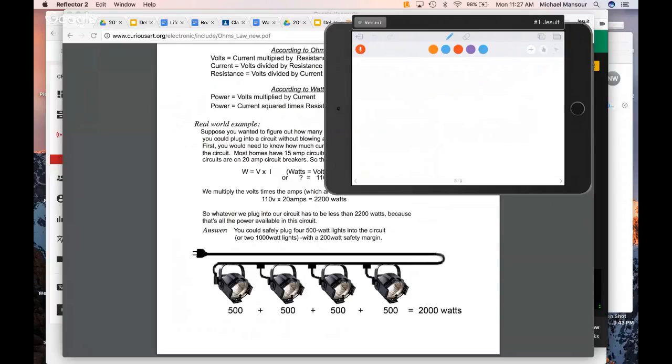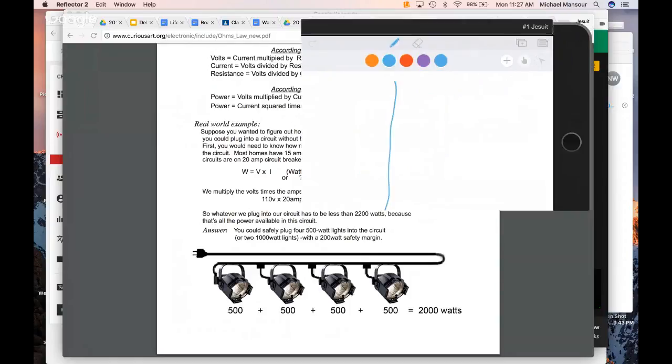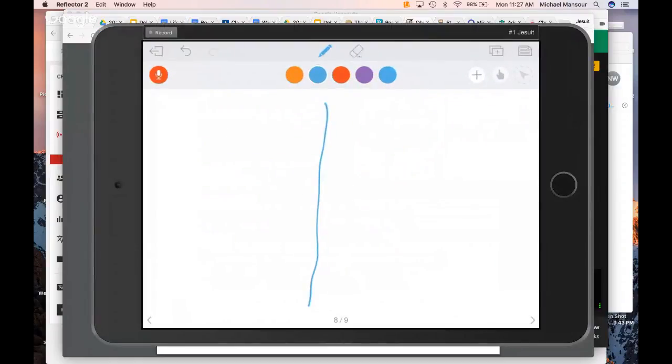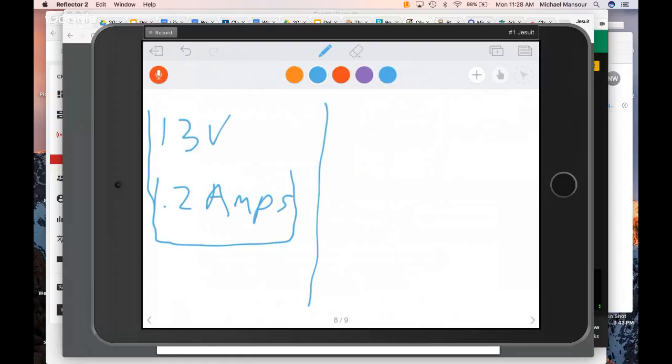Another example is, let's look at the difference between ohms and watts. So I'll make this a little bit bigger one more time here. Let's say that I have a device that requires 13 volts and 1.2 amps. Okay, so we know that amps equals I. If we have volts and amps, there's two things I can figure out, so I have to look at what the question is asking me. I know volts and I know amps. I got 13 volts and 1.2 amps.